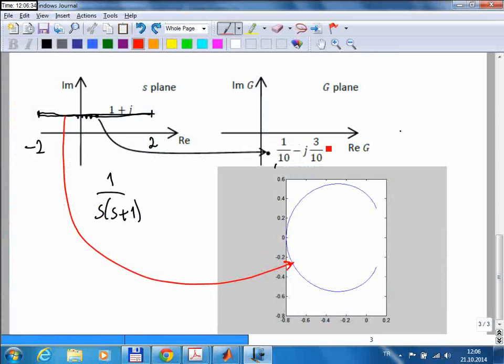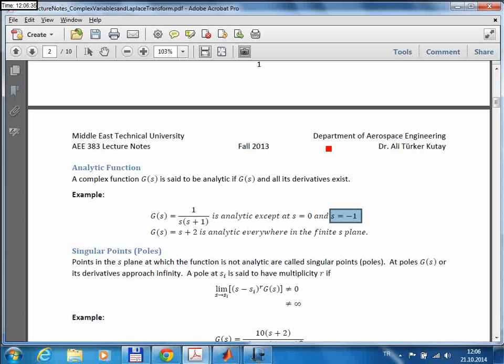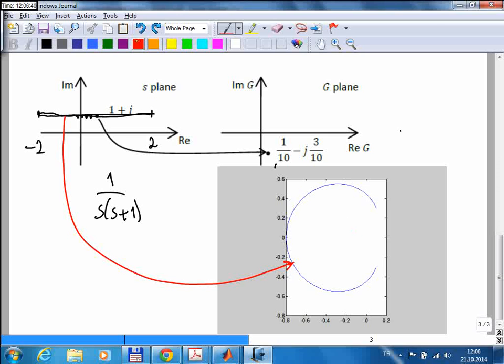Okay, and those 2 points are, the first one is s equal to 0, the second one is s equal to -1. So let me mark these points here. The first one is s equal to 0. It's a real number, no imaginary part. The second one is s equal to -1. So these 2 points have no finite value on the right half plane. Okay?